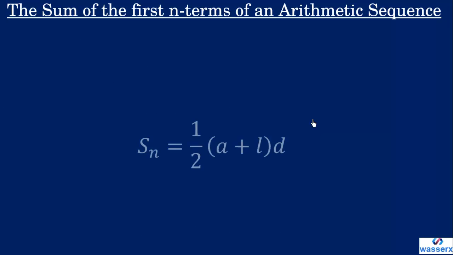Also, if we know the last term of an arithmetic sequence, then the formula s of n is equal to 1 over 2 into a plus l, times n, where l is the last term in the sequence.